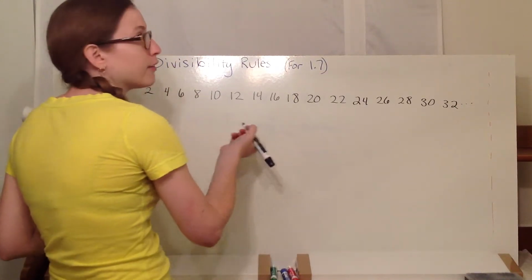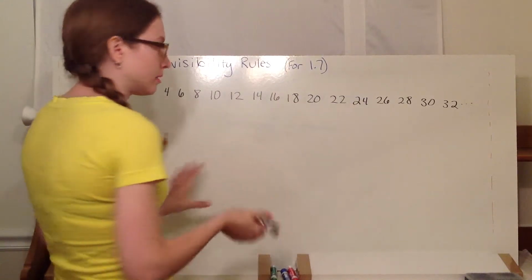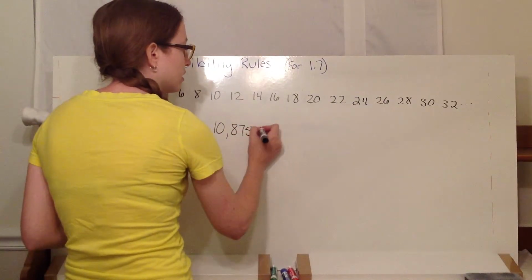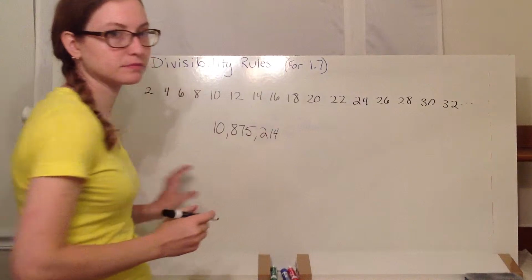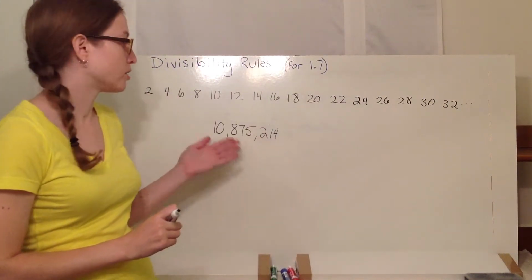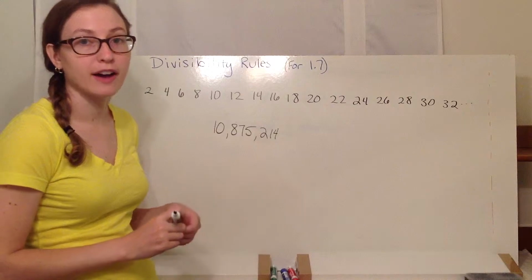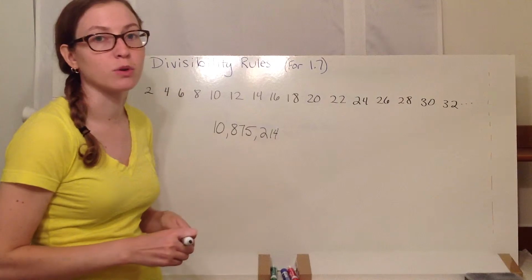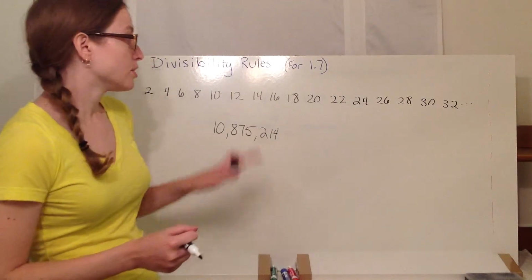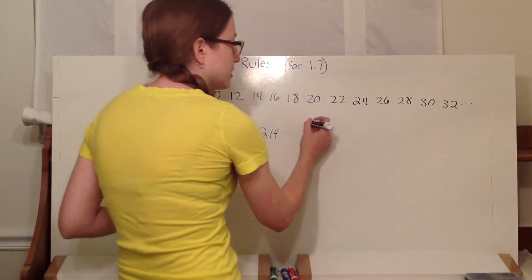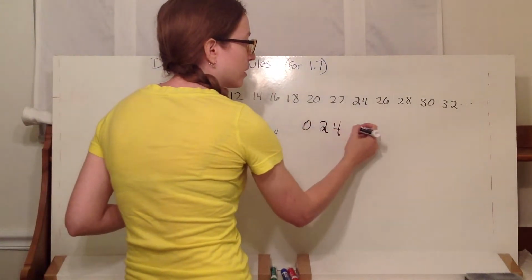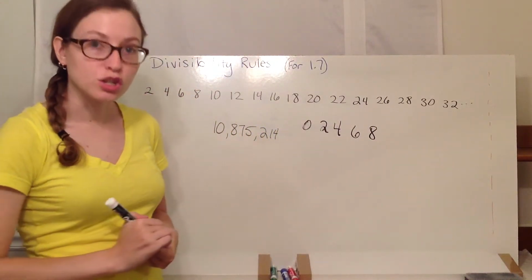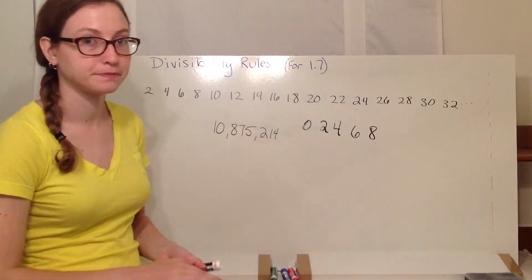So if we could come up with a huge number, 10,875,214, that's a huge number, and I don't know what that factors down to when I divide by 2, but I know that I can divide by 2 because the last number is a 4 and 2 goes into 4. So if the last number is a 0, a 2, a 4, a 6, or an 8, that's our divisibility rule, that a 2 is definitely a factor of that number. Okay?